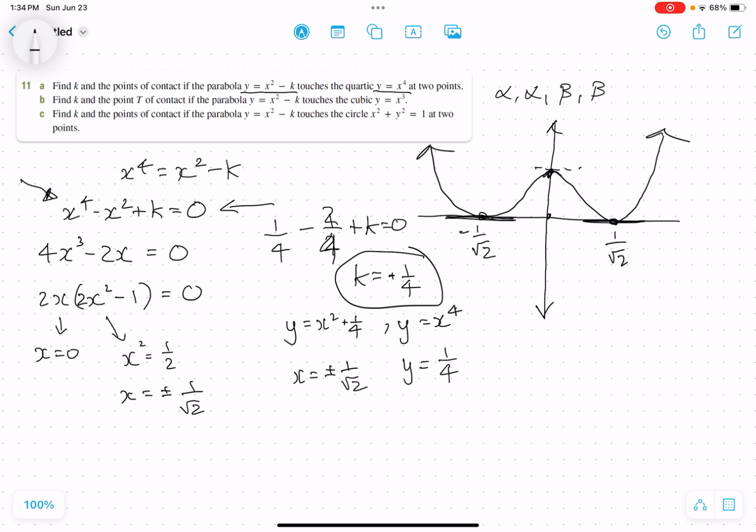Is that right? So my x value is going to be 1 on root 2, my y value 1 on 4, and my other point of contact is minus 1 on root 2, 1 on 4. Of course, if you want to rationalise that, you can make that root 2 on 2 instead of 1 on root 2.